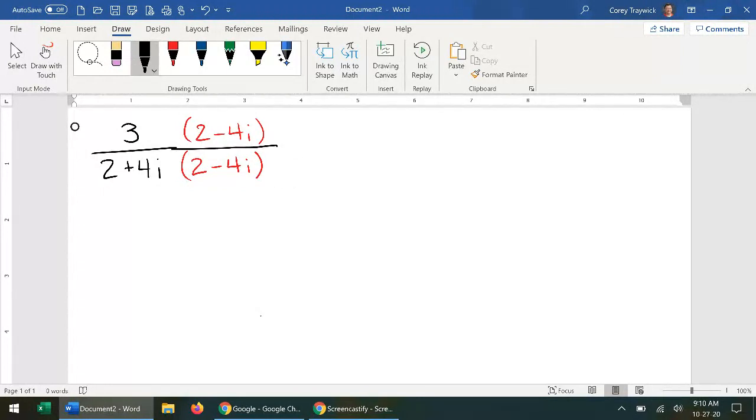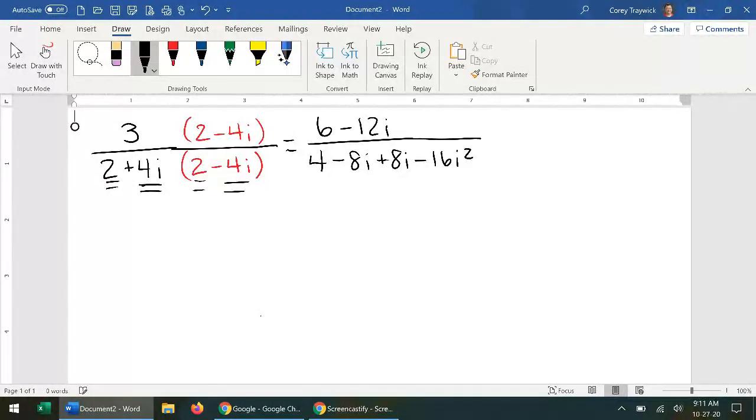Okay, let's start with the top. 3 times 2 is 6. And 3 times minus 4i is minus 12i. Okay, now let's do our foiling. The front is 2 times 2, that's 4. The outside is 2 times minus 4i, that's minus 8i. The inside is plus 4i times 2, that's plus 8i. And the back is 4i times minus 4i, that is minus 16i squared. Ooh, that's a mess. Yeah, we're going to clean it up real quick. Negative 8i plus 8i cancels to 0. It goes away. Now watch this.